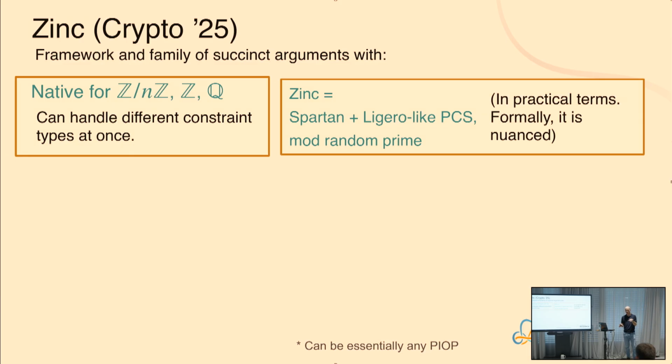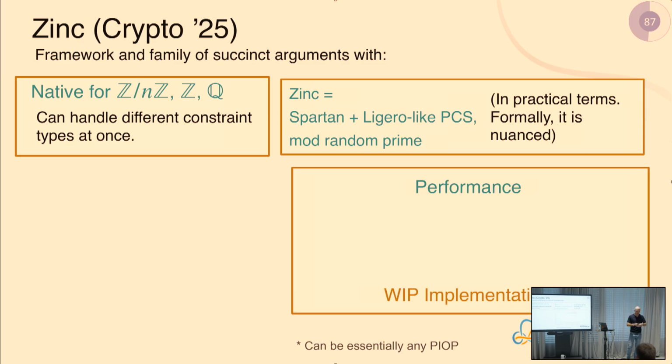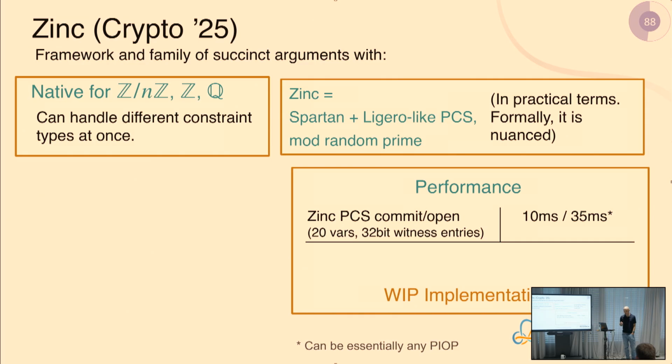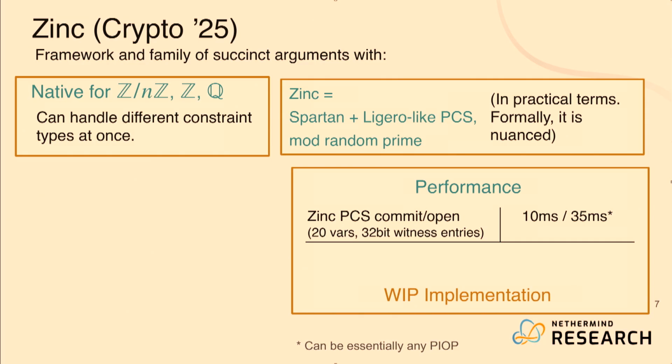So one feature of the scheme is that for running purposes, it just looks like Spartan plus Ligero run modulo a random prime, basically. But then, theoretically, when you want to prove its security and so on, there's a lot of nuance in there. So when it runs, it looks simple, but the security proofs are, in my opinion, quite nuanced. So we are implementing the scheme. It's a work in progress implementation.